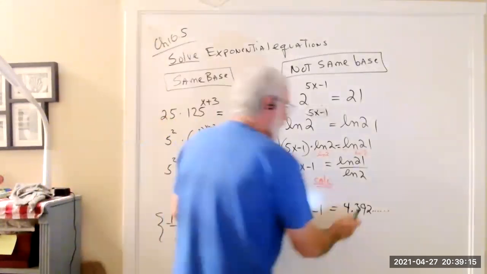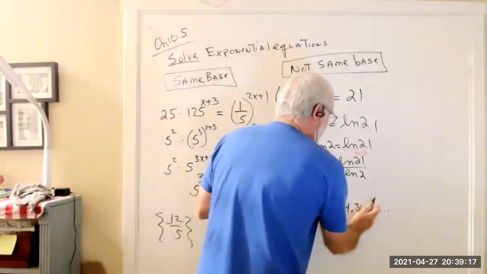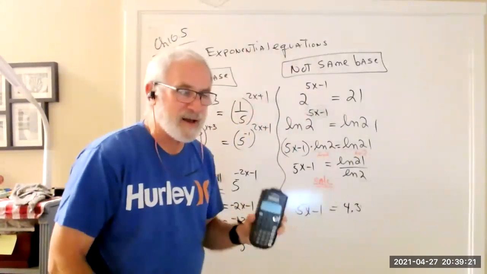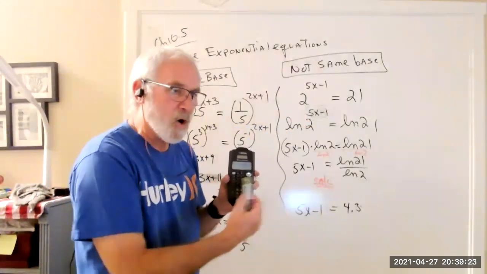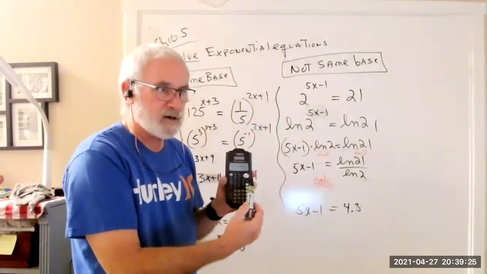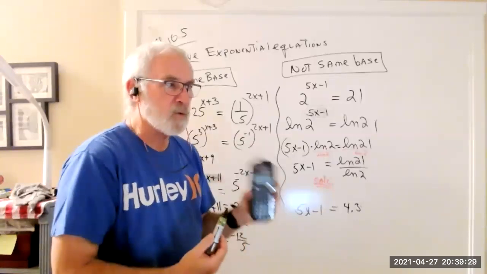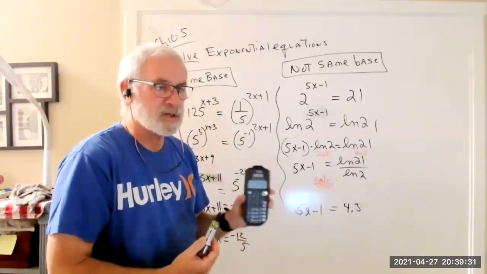For all I care, you could write 4.3 on the board, on your paper. It doesn't matter to me. But you're going to keep all the decimals on your calculator. The rest of your work is going to be done on this calculator.